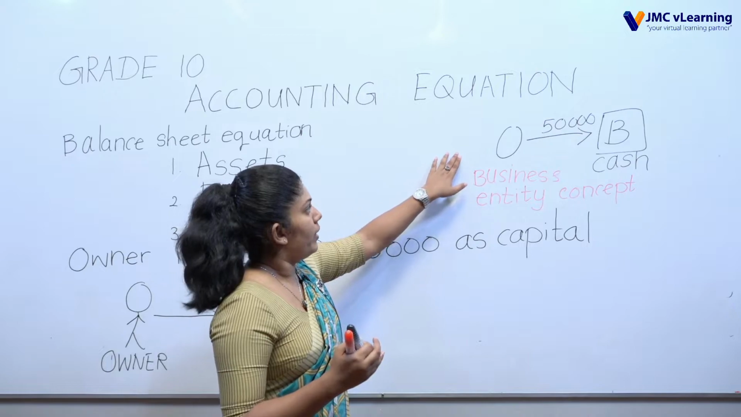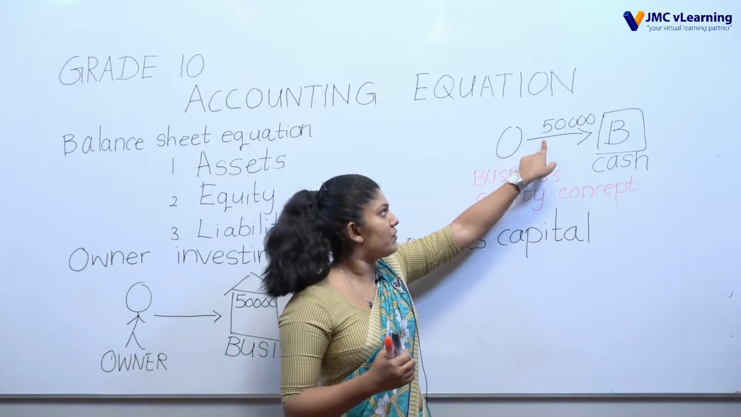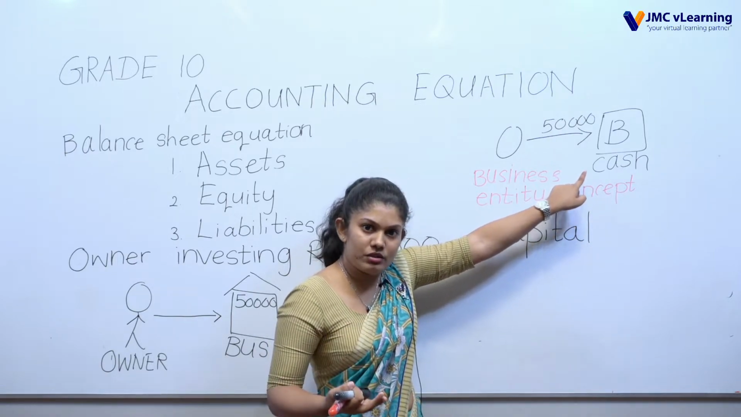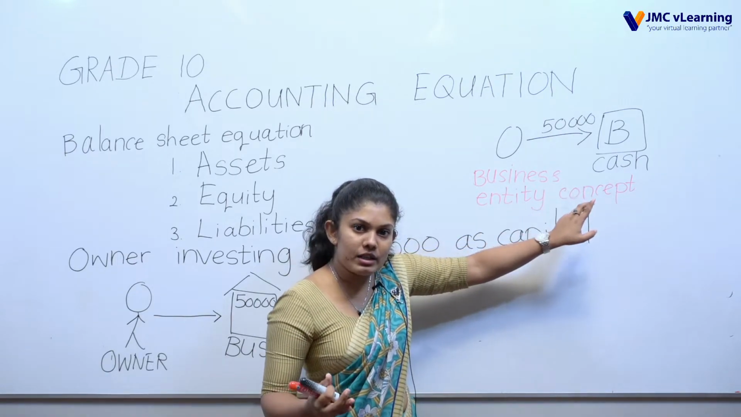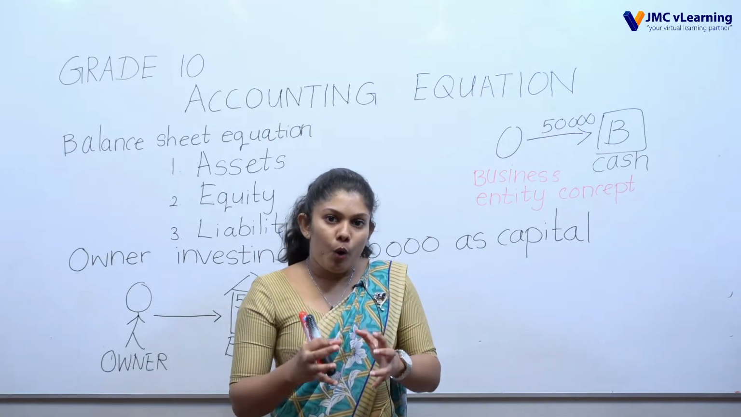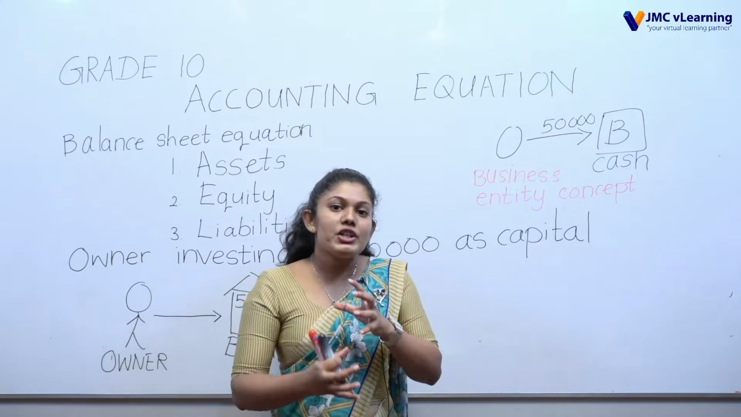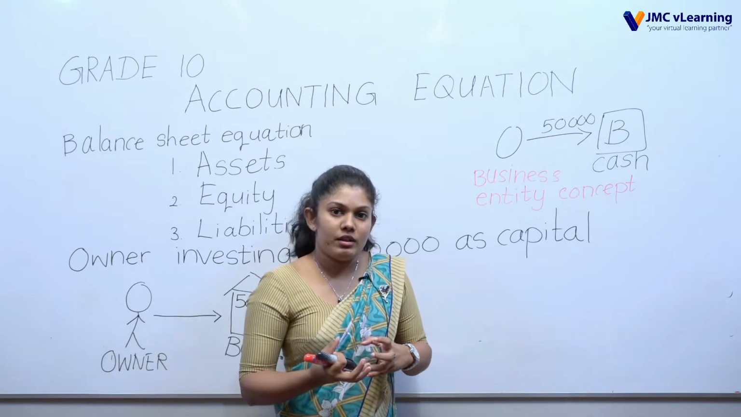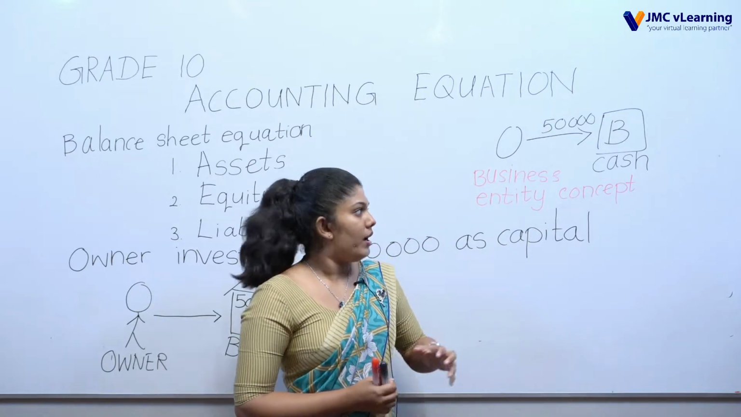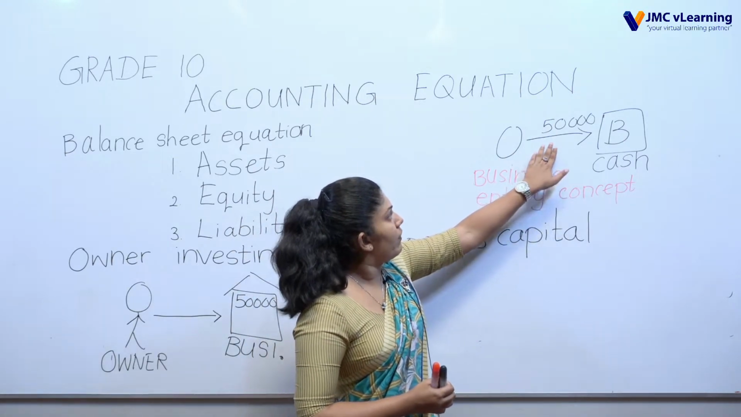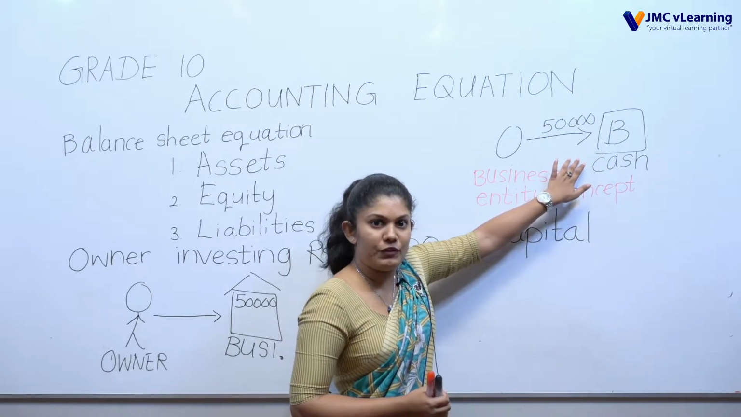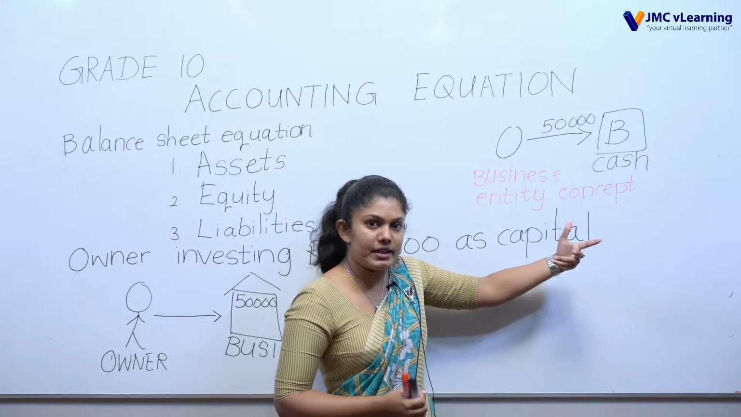Now here, the owner is investing 50,000. Now this 50,000 belongs to the business. It is an asset to the business. But it is provided by the owner. Therefore, the owner has some ownership, some right upon this 50,000. Before investing this 50,000, we had nothing. We don't have any kind of asset.